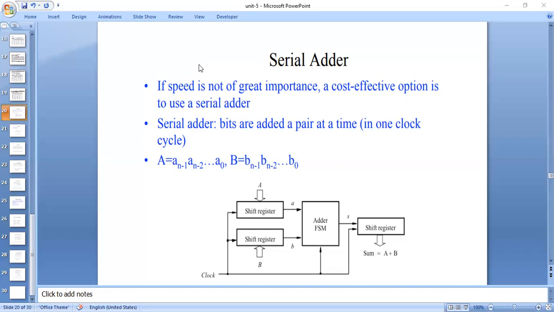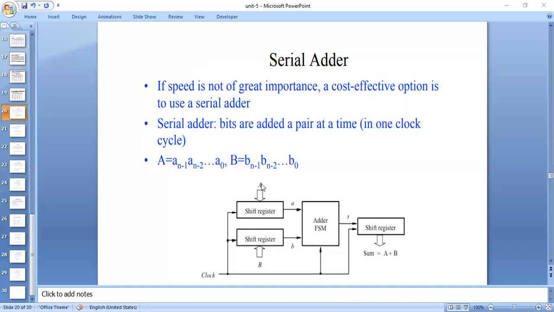Here the inputs are applied serially, one by one. Serial is nothing but one by one. To apply these two inputs, we need a shift register. For example, if you want to perform addition of two 4-bit numbers serially, we need two 4-bit shift registers like this.